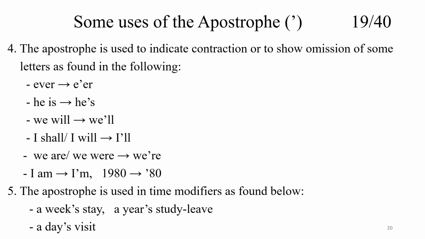Look at "he is." If I contract it, if I want to remove some of the letters, I will just remove the I and replace that one with the apostrophe S. "I shall" or "I will" will be what? I and then I'll. "We are" or "we were" will read like we're. We have contracted some of the words.